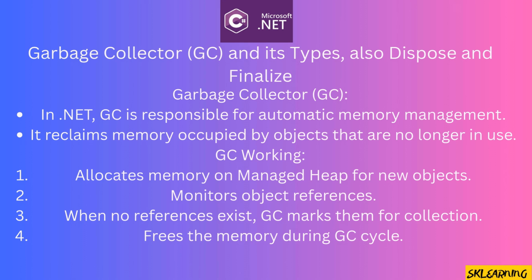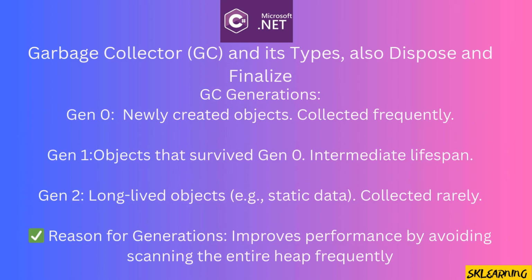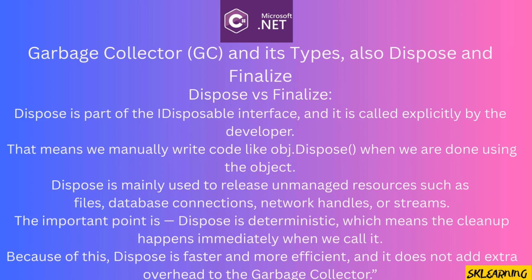GC generations. The garbage collector works on a generation-based memory model. There are 3 generations. Generation 0, newly created objects, collected very frequently. Generation 1, objects that survived Gen 0, medium-lived objects. Generation 2, long-lived objects, like static data or cache, collected rarely. The reason behind generations is performance. Instead of scanning the entire heap every time, GC focuses more on short-lived objects, which improves speed and efficiency.